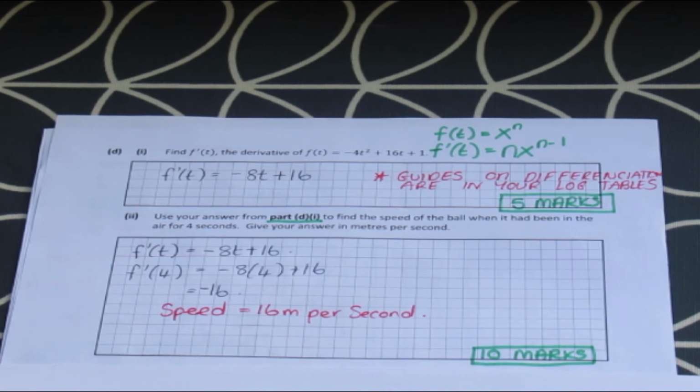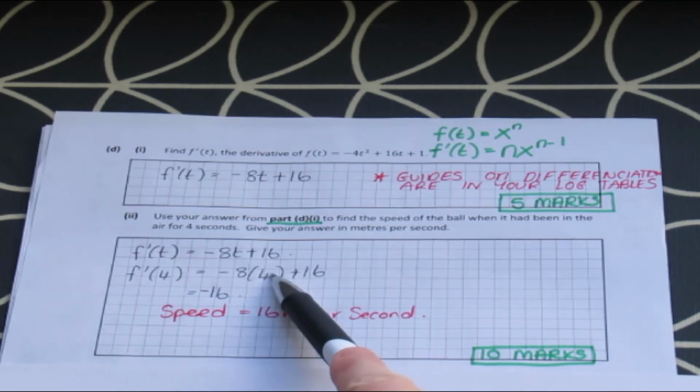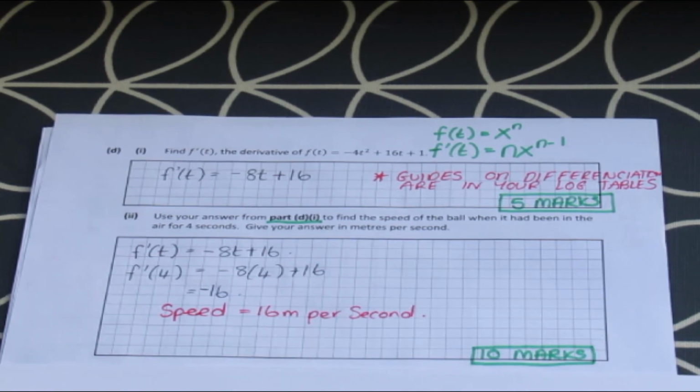They're asking us to use the differentiation, so the minus 8t plus 16, and we want to know the speed when it has been in the air for 4 seconds. So our time is 4 seconds. So I have subbed that in for t, I have worked it out, and I got an answer of minus 16. There is no such thing as a negative speed, so we will take the positive version, so we will say that the speed is 16 meters per second.